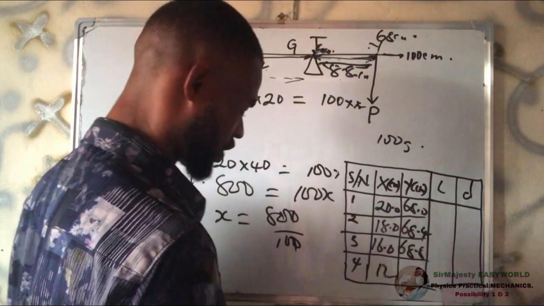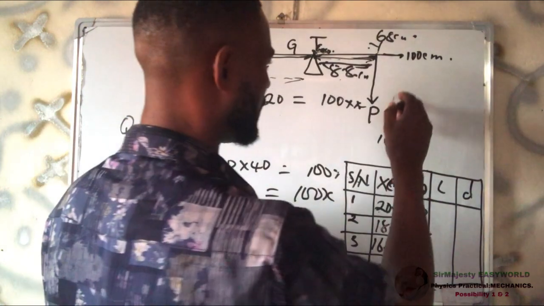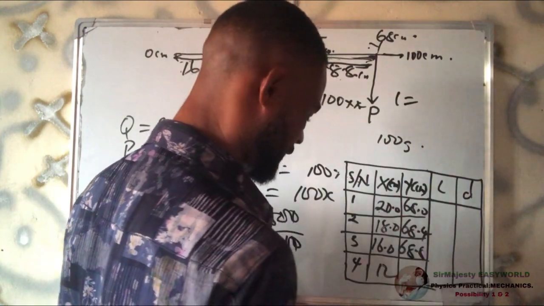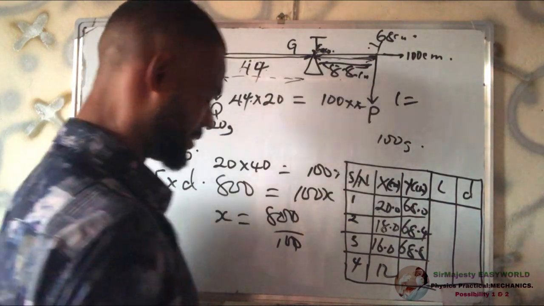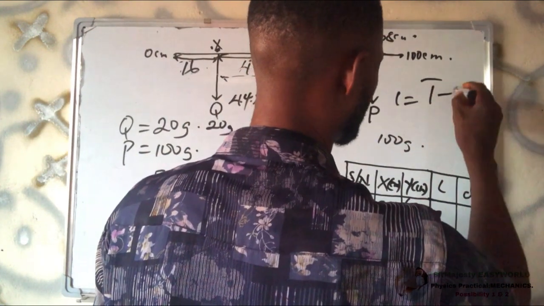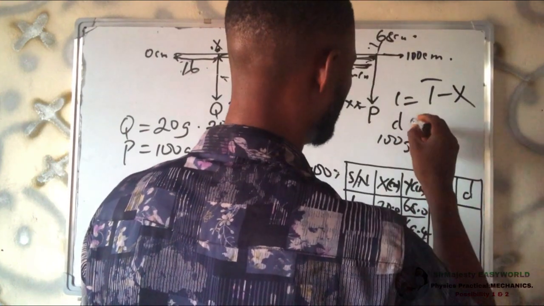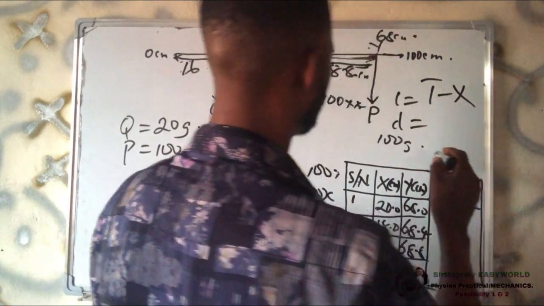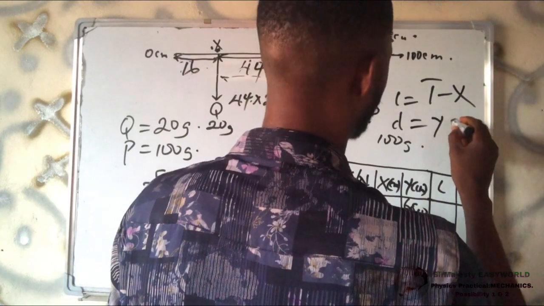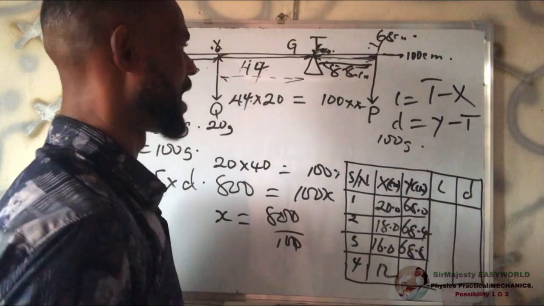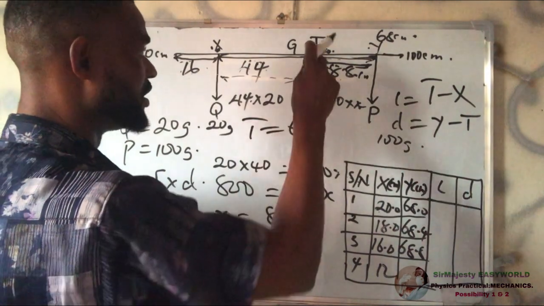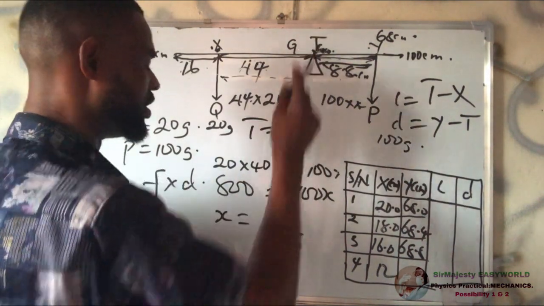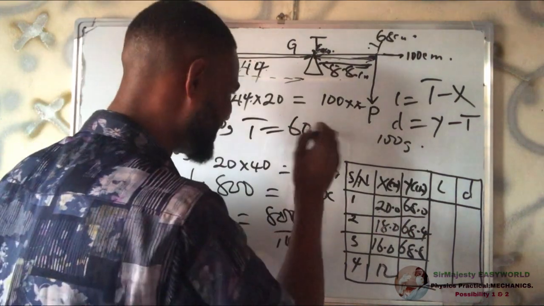They define the question here, according to the question, L is defined as T minus X, and D is defined as Y minus T. You know it. And remember that T is that place where the knife edge is placed, which is the 60 cm mark.